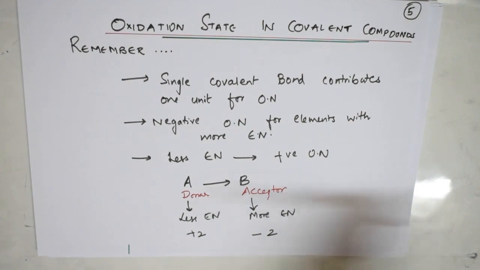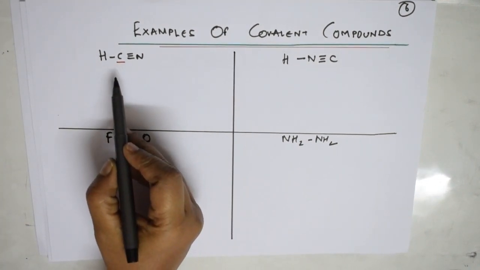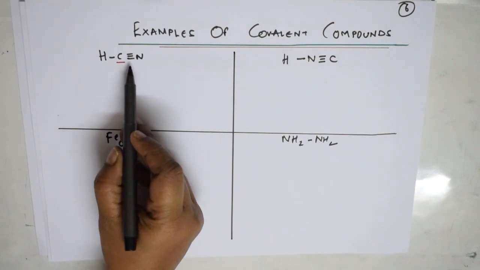Now let us take some examples and see. Here in this case I have taken certain examples. Let me explain the examples to you. I'm taking certain covalent compound examples so that with this you can solve your NCERT questions also. Now this is a covalent compound. Here it is a triple bonded compound.